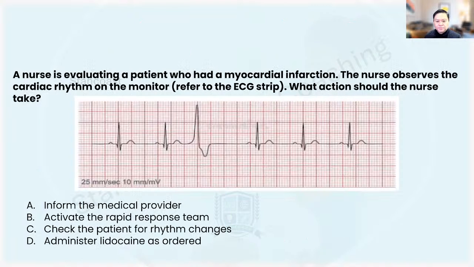Question number 10. A nurse is evaluating a patient who had a myocardial infarction. The nurse observes the cardiac rhythm on the monitor, which is this one. What action should you do at this point? Is it A, inform the medical provider, B, activate the rapid response team, or C, check the patient for rhythm changes, or D, administer lidocaine as ordered? Take your pick. What is your answer?